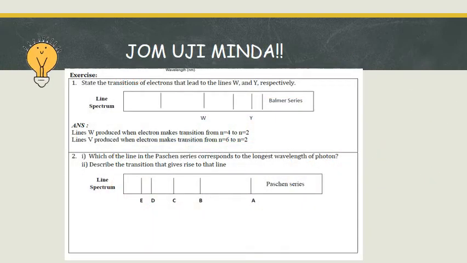Okay, let's look at an exercise. Exercise one: state the transition of electron that leads to the line W and Y respectively. It asks for the electron transition that produces line W and also line Y. Here it is given the Balmer series. So for the Balmer series, we know the ground state is n equals 2.